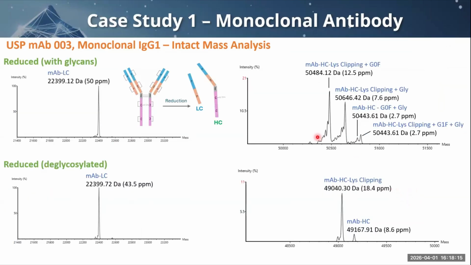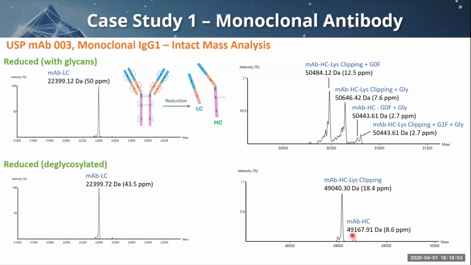At the reduced level, at the top here, I've got the deconvoluted spectrum for the reduced species. The bottom, it's the deglycosylated species again. You have your light chain here. Here you have your heavy chain, and we see the heavy chain is glycosylated as expected, and we're able to localize lysine clipping on the heavy chain. For the deglycosylated versions, the light chain is detected. There are no glycans, of course, on the light chain, so it's the same as the intact here.